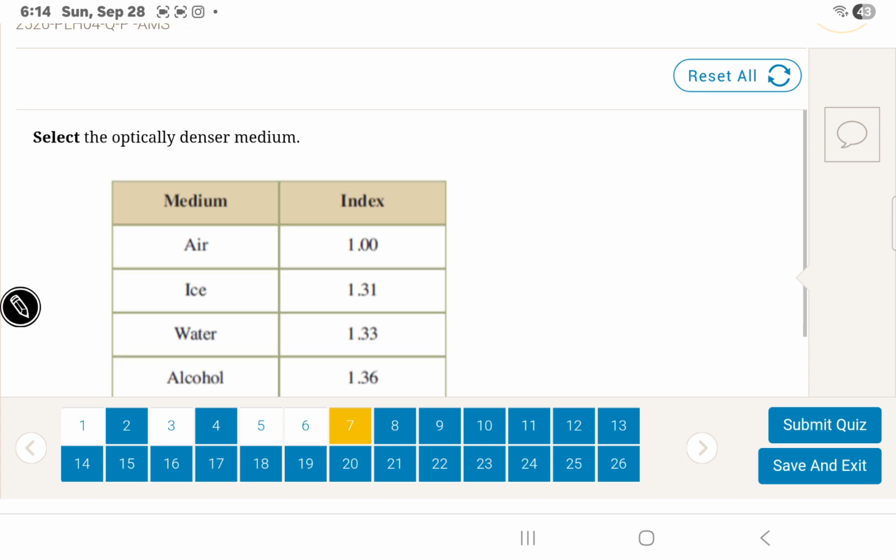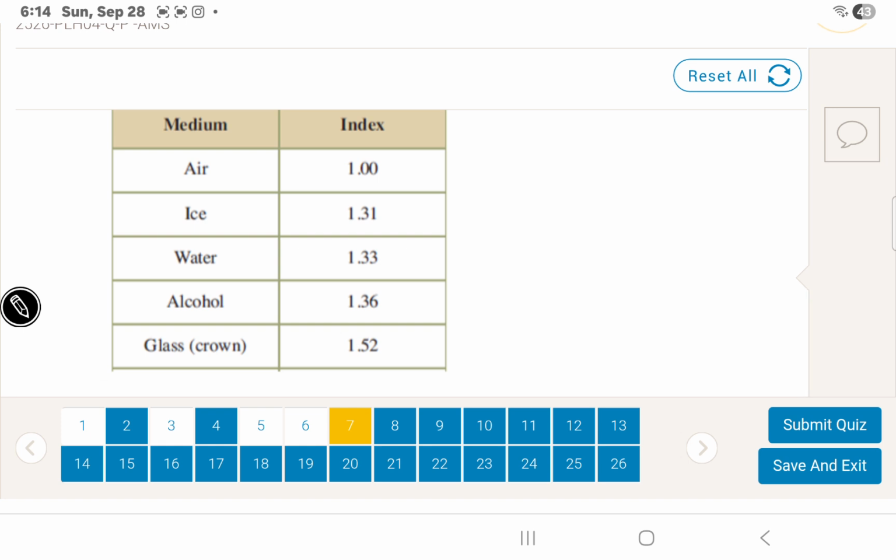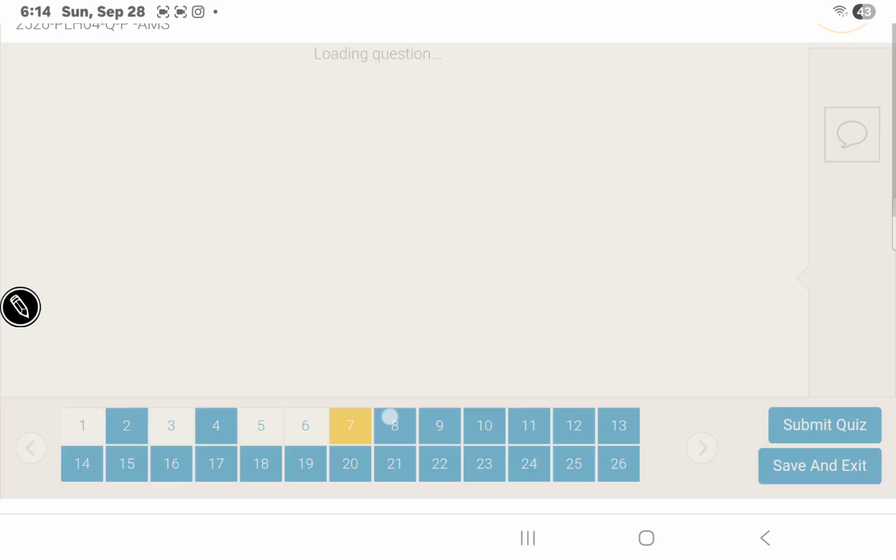Question 7. Select the optically denser medium. The greatest index is the denser medium. So glass crown, greatest refractive index.